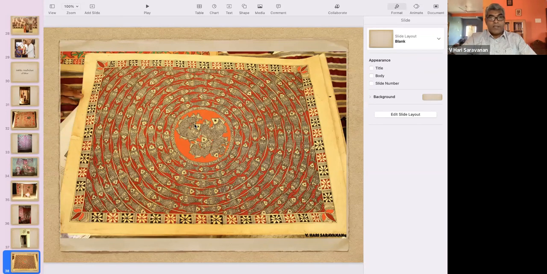And now here you could see this coming onto the paper. Now this is in three categories. One is the Kayastha style, which is more of line drawings with red and black. Now they have started using colors.